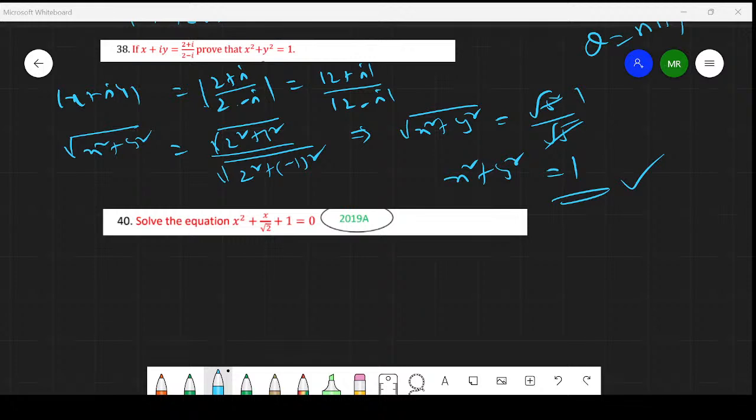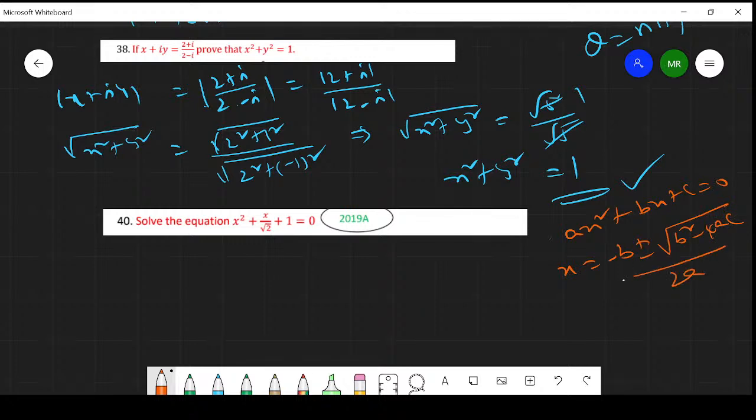Now you can see, when I am doing this, solve the equation x square plus x by root 2 plus 1 equal to 0. Whenever you have ax square plus bx plus c equal to 0, your solution is x equal to minus b plus or minus root of b square minus 4ac by 2a. I can use this formula to solve the equation, correct?